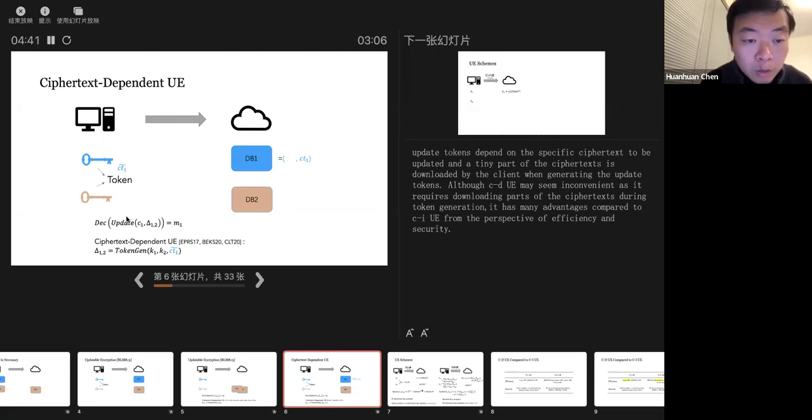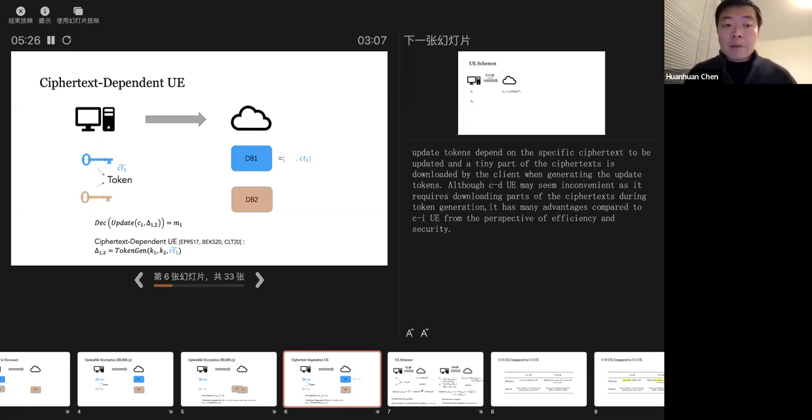With the token, it can update the ciphertext, but the token is only related to the ciphertext to be updated, and it also has the correctness requirement. Compared to ciphertext independent UE, ciphertext dependent UE seems inefficient because it requires a download of a tiny part of the ciphertext in the token generation process. But we will see that actually ciphertext dependent UE has advantages, and we will summarize later.